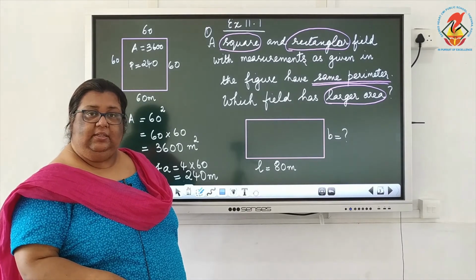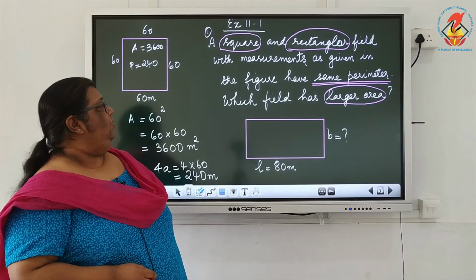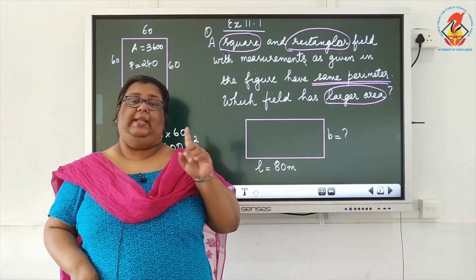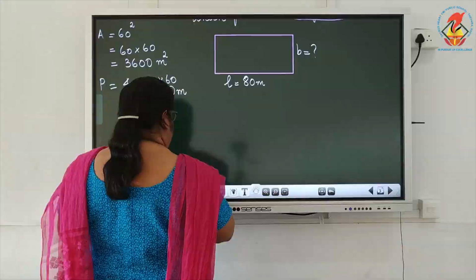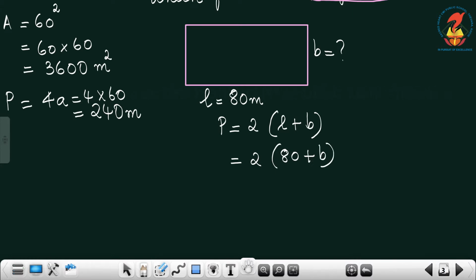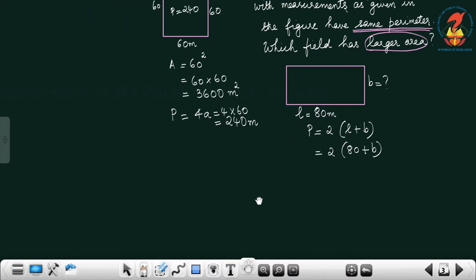How will we find it? Think, children. In the question itself there is a clue given. What is the clue? Both the figures have the same perimeter. What is the perimeter of the rectangle? How will we find the perimeter? Formula 2 into (L plus B). 2 into (length is 80, breadth we don't know). But in the question, what do they say?